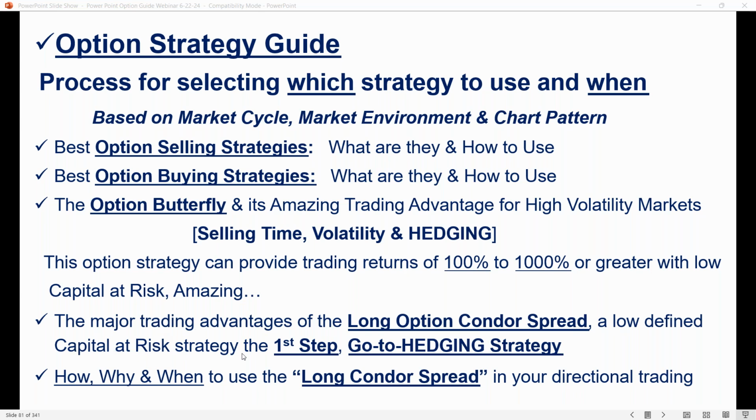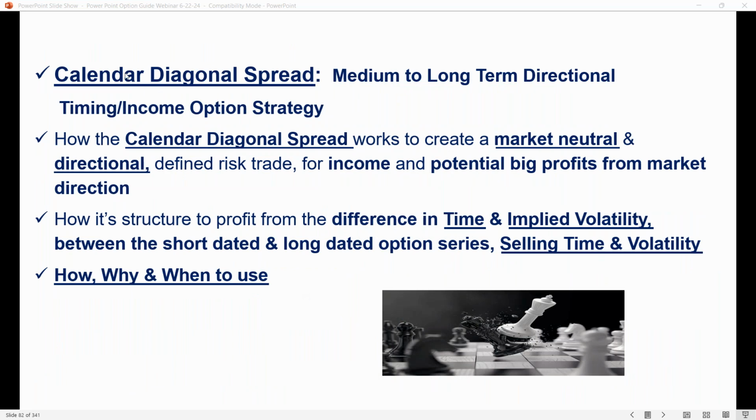So then we'll go through step one, the go-to hedging strategies used, which are typically going to be butterfly and condor, and then why, how, and when to use that condor spread. All right, so then we'll get into the counter diagonal, which is the other really go-to strategy, which you really need to have for your portfolio trading or investing.